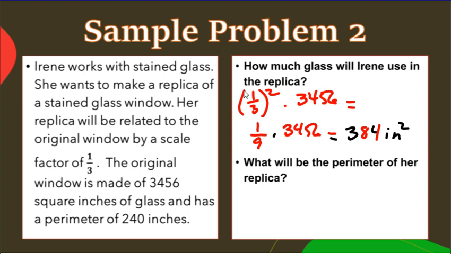What will be the perimeter of her replica? So I use the scale factor 1/3, and since I'm just dealing with perimeter, that's just basic units. I don't need to square it or cube it. So 1/3, and the perimeter was 240. So I multiply that by 240, or it's just 240 divided by 3. And that would give us an answer of 80 inches.